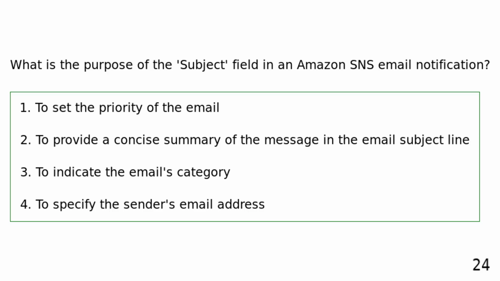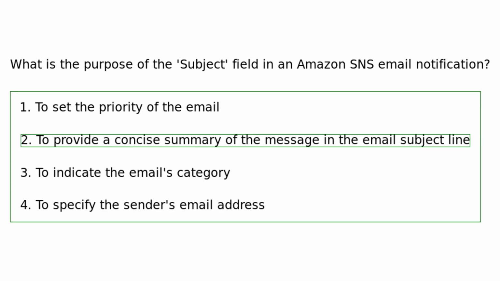What is the purpose of the subject field in an Amazon SNS email notification? To set the priority of the email. To provide a concise summary of the message in the email subject line. To indicate the email's category. To specify the sender's email address. In an Amazon SNS email notification, the subject field is used to provide a concise summary of the message in the email's subject line, helping recipients quickly understand the content.